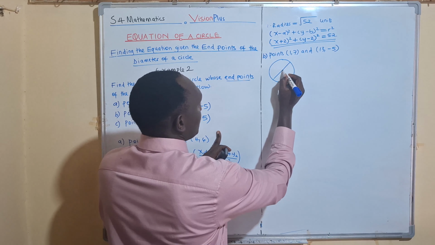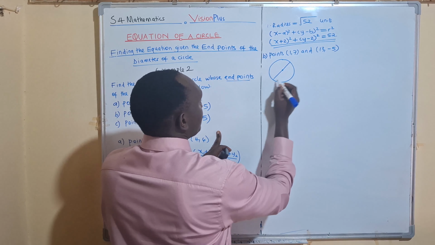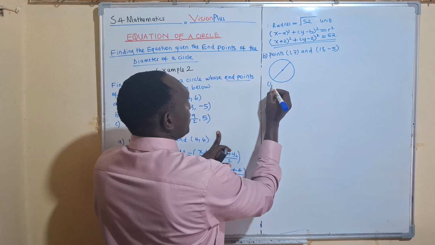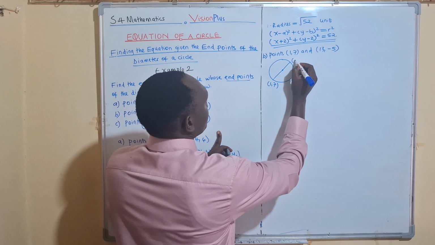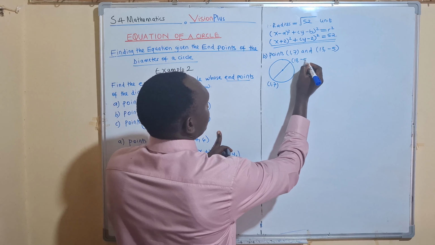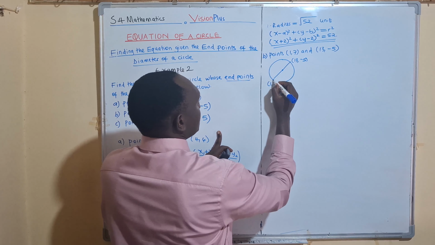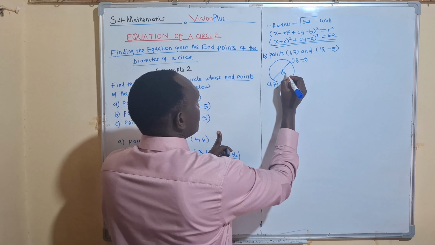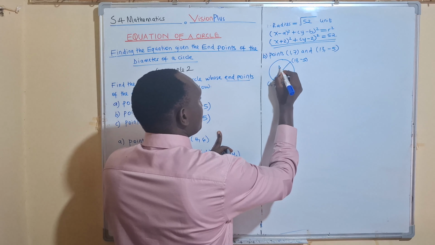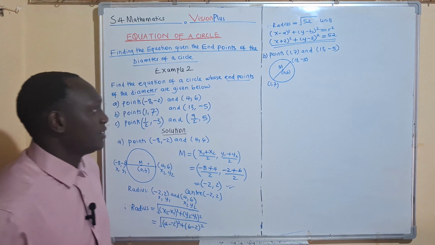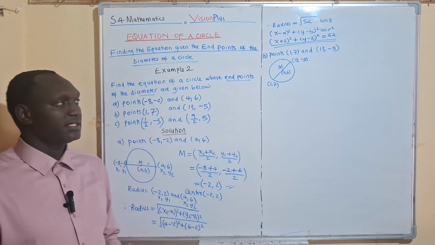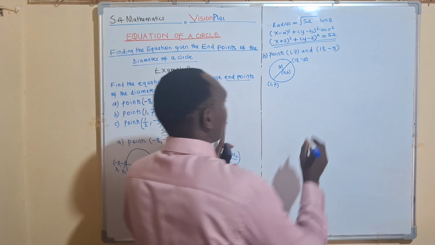Divide the circle into half. This is the center. Then I'm going to choose to put 1, 7 here. I will choose to put 13, negative 5 here. These are the endpoints. At the center, I have the coordinates of the center (a, b). This is the midpoint of the diameter. So for us to get the coordinates of the center, we simply need to get the midpoint.